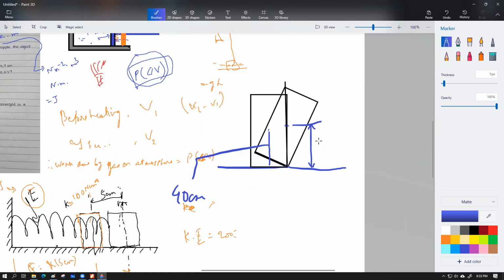No. 42.5. 20 root 5. No, give me in decimal. 44.72. So how did you find this one?